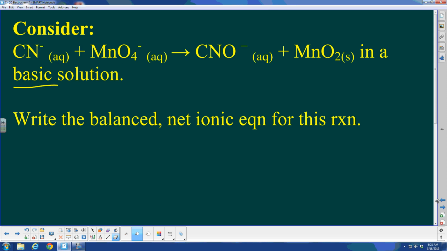All right, so I have, and this is a little bit different, right? I have permanganate going to manganese oxide, and I have cyanide going to, what is this? CNO minus. Okay, we're going to have to figure out, I'm not exactly sure what is oxidizing and reducing. I assume my manganese is reducing.